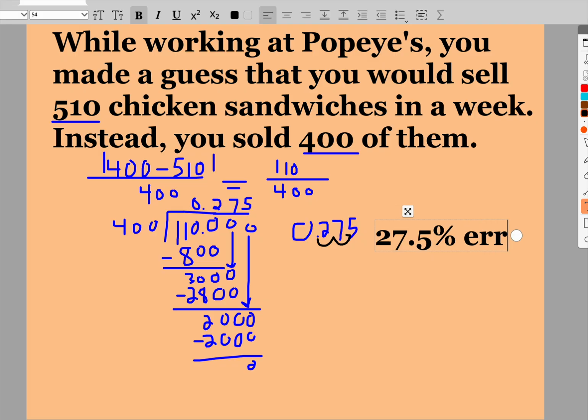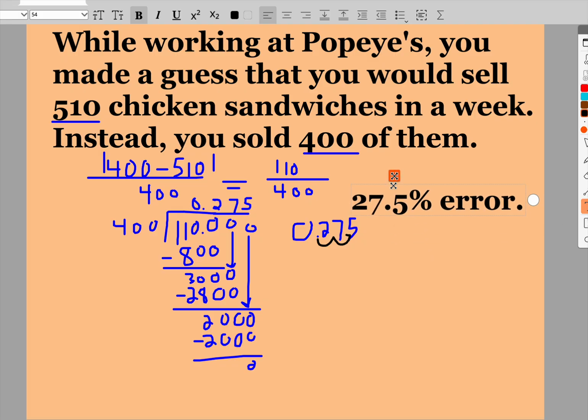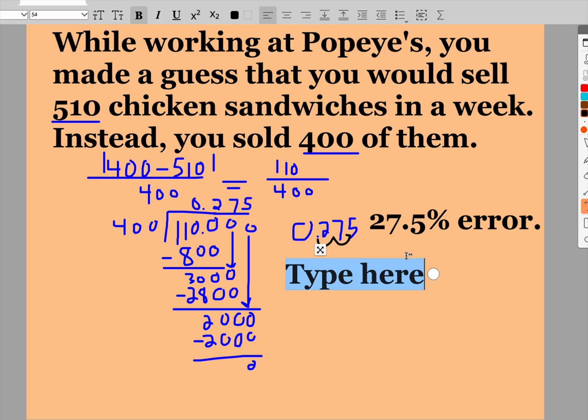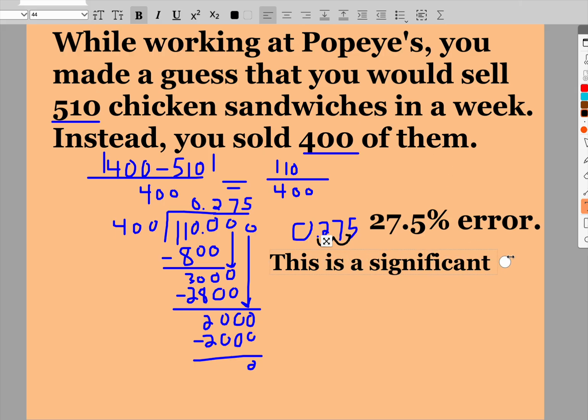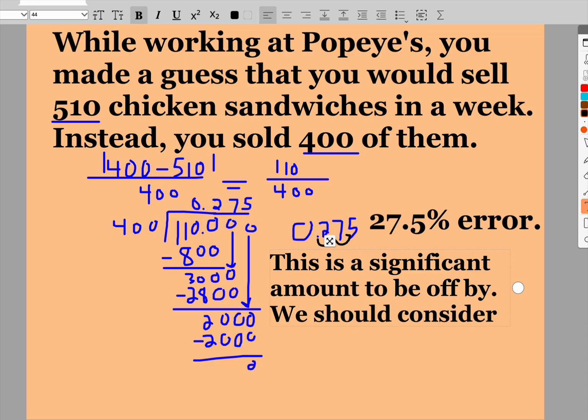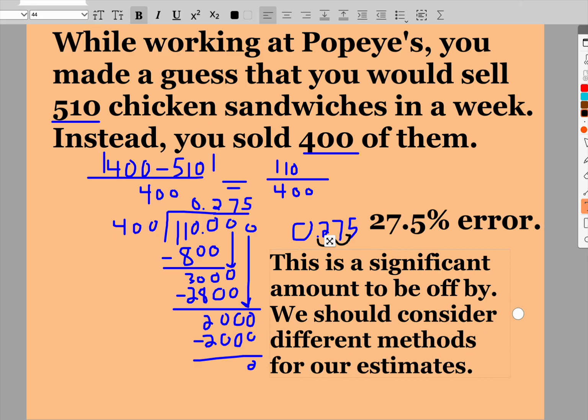27.5% error. I'm thinking about the things that we're selling here, the chicken sandwiches. So it is actually pretty significant to be off by that much. We should consider different methods for our estimates. In the real world, that's what we would say after we did this kind of estimate.